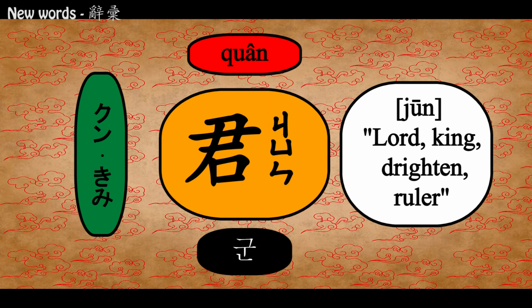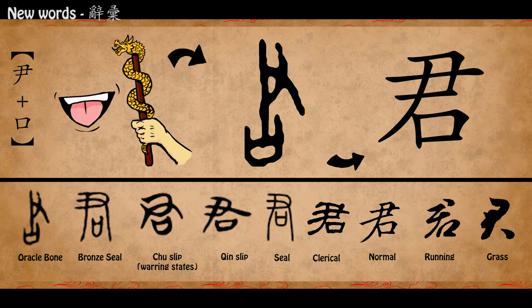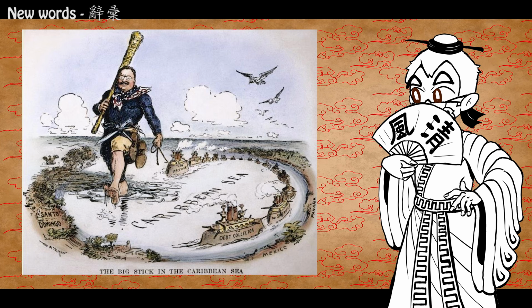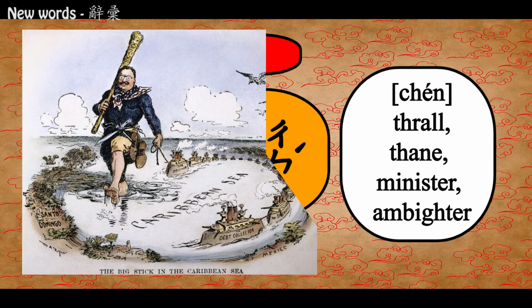Jun, lord, king, Drighten, ruler. From Yin, which shows a hand holding a big stick, and Kou, mouth. The hand holding a stick stands for kingly might, and the mouth stands for kingly behest. Kinda makes one think of Roosevelt's words, speak softly and carry a big stick.